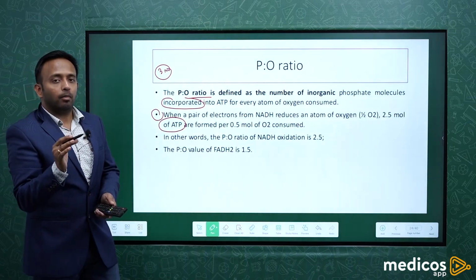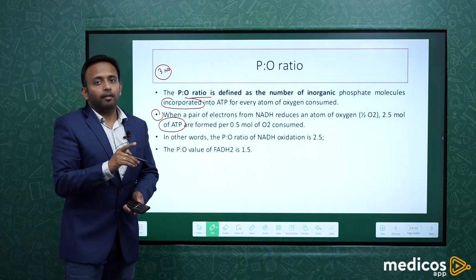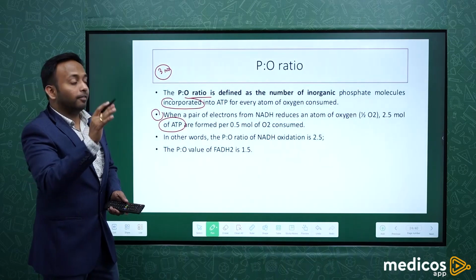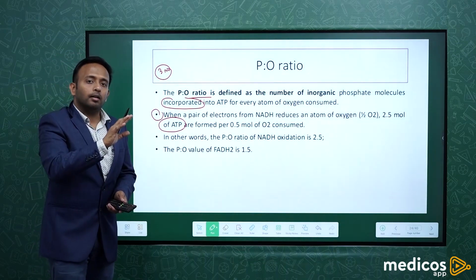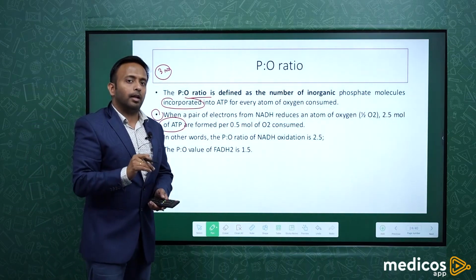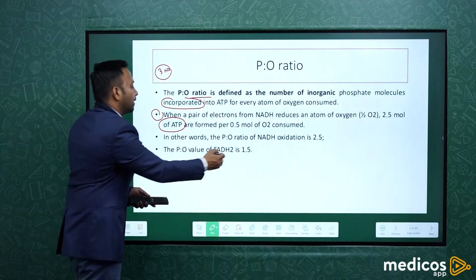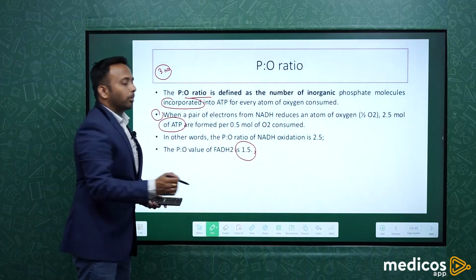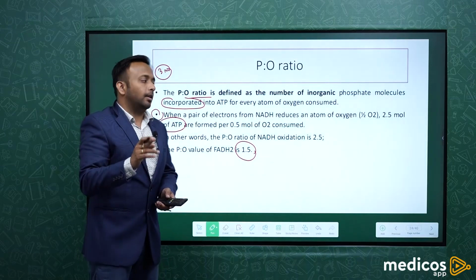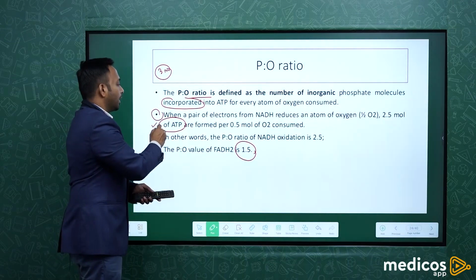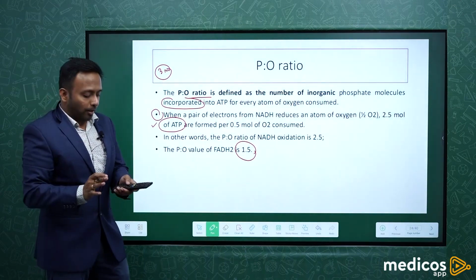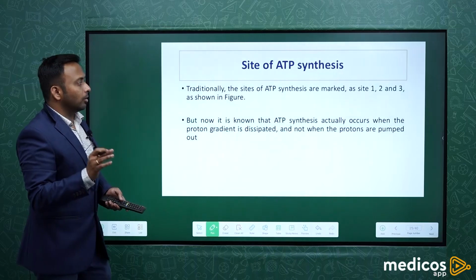2.5 ATPs are formed when it is NADH. When it is FADH2, because it enters at complex 2, the first 4 hydrogen ions are not pumped into the intermembrane space. So the total hydrogen ions pumped are only 6, hence it adds up to only 1.5, for the conversion of oxygen into water. When it is NADH2, it synthesizes 2.5 ATP, and when it comes to FADH2, it synthesizes only 1.5 ATP. So that is the PO ratio.